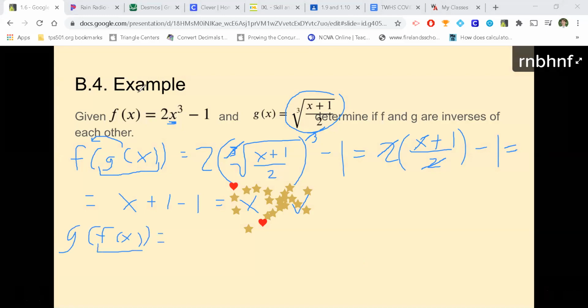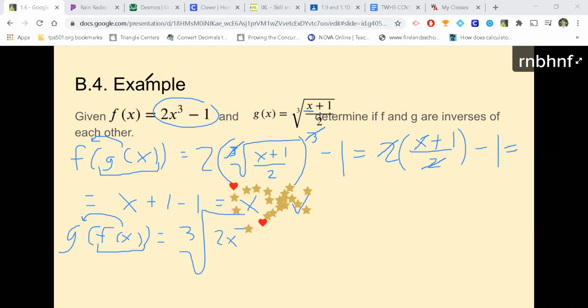So then I'm going to take this and plug it into g, right there. So this will become the cube root of 2x cubed minus 1 plus 1 over 2.